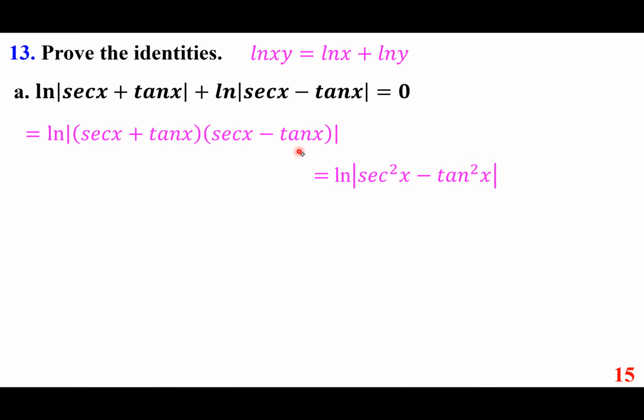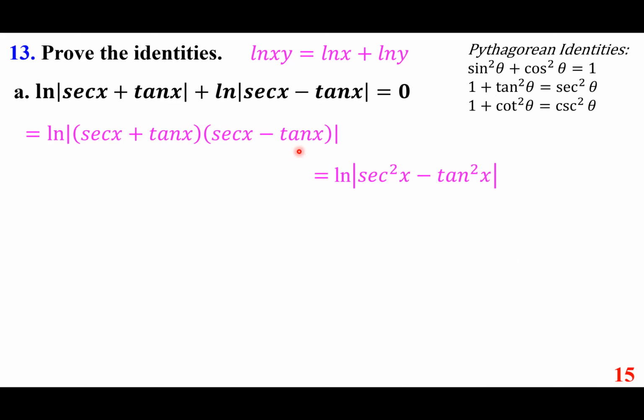We know Pythagorean identities, everybody. Sine squared plus cosine squared is 1. 1 plus tan squared is secant squared. 1 plus cotangent squared is cosecant squared. So I want you to pay attention to this one. If I move the tan squared to the other side, I get 1, and everybody knows ln 1 is 0.